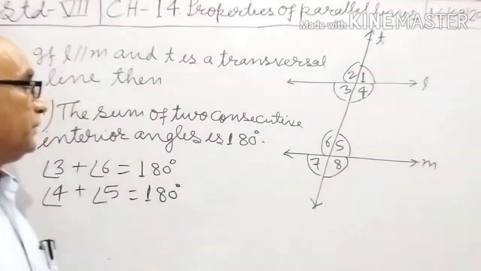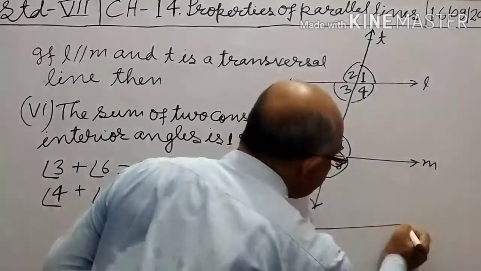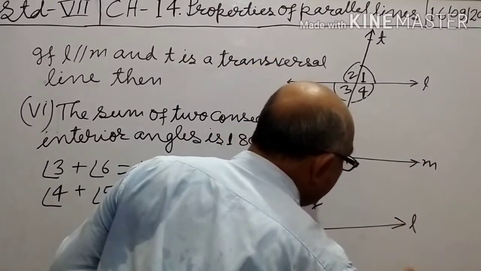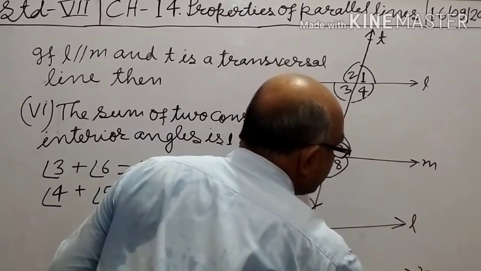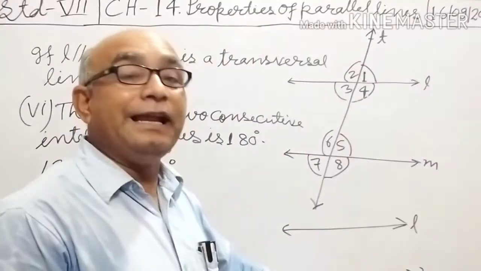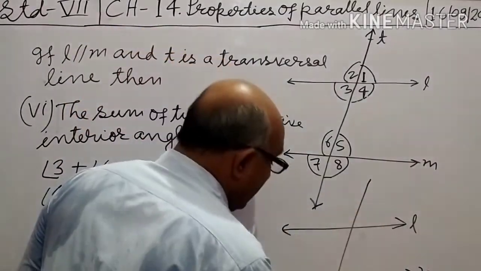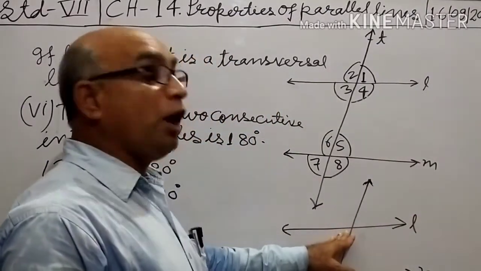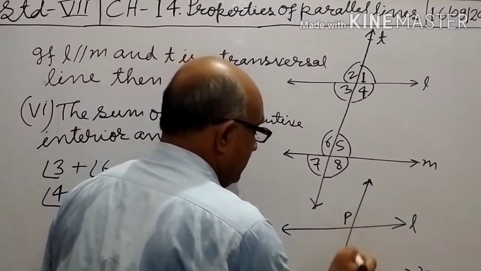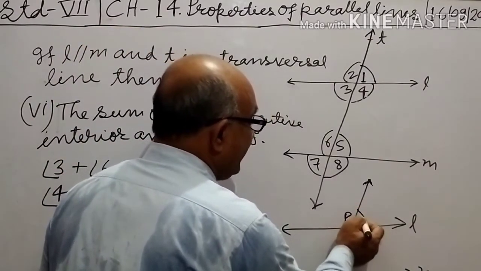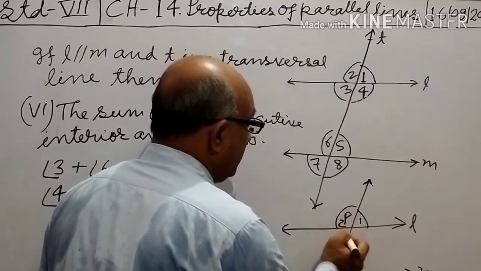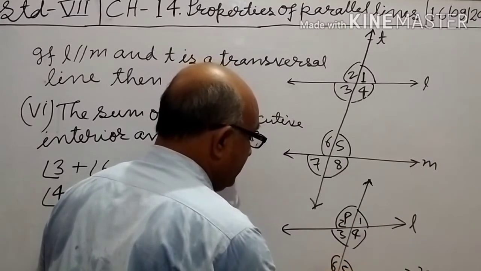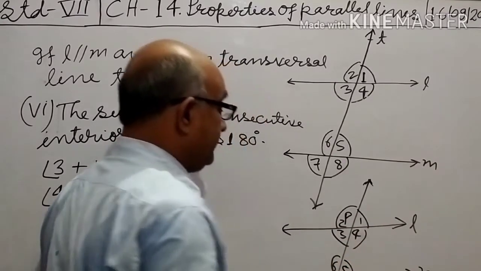The other thing is, if L and M are two lines, it is not a parallel line. L and M are two lines and one transversal line intersects them both at distinct points, suppose point P and point Q. So it also makes angle 1, angle 2, angle 3, angle 4, angle 5, 6, 7 and 8.